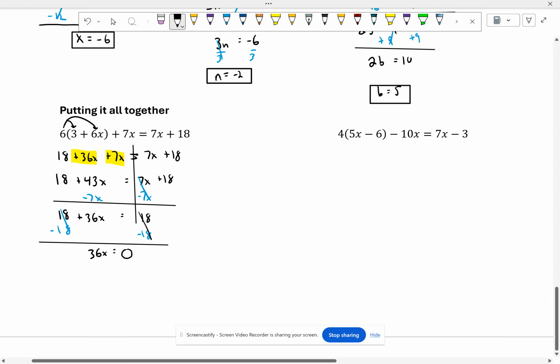So what times 36 equals 0? Well, it's going to be 0, right? If I divide both sides by 36, we're going to get that answer. But 36 times 0 is going to be 0. 0 divided by 36 does give us 0. And so that's our solution.